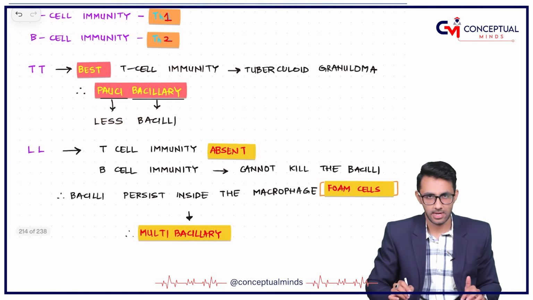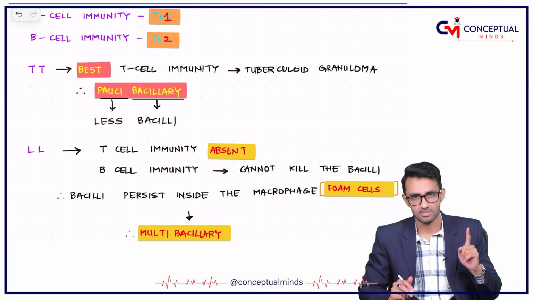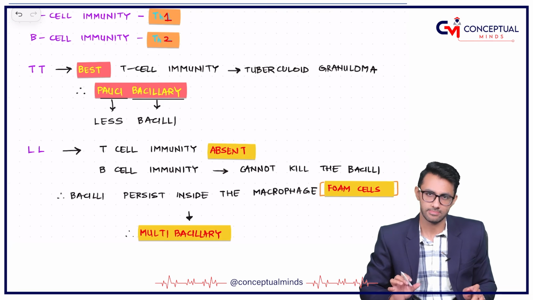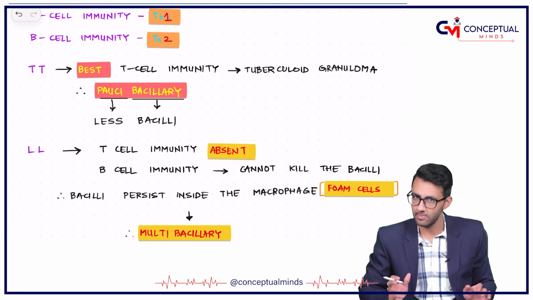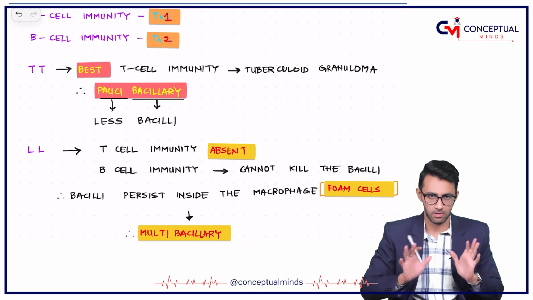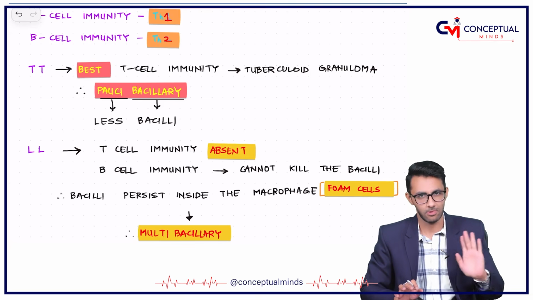Paucibacillary duration, please, ladies and gentlemen. 12 months, 6 months, 18 months, 20 months, how many months? Paucibacillary is 6 months. Could it be adult or children? Same. No need to confuse. I'm trying to confuse you, but don't get confused. Multibacillary, what is the duration? 12 months. So the concept remains the same: multibacillary 12 months, paucibacillary 6 months.